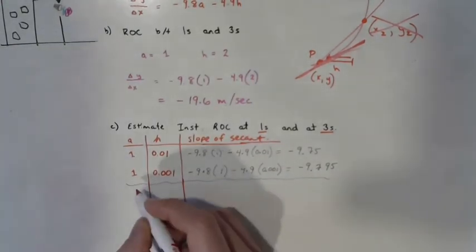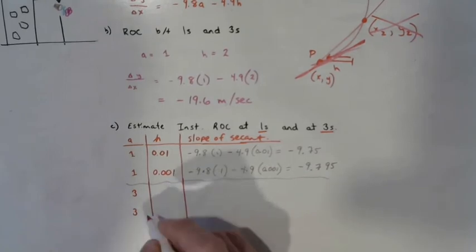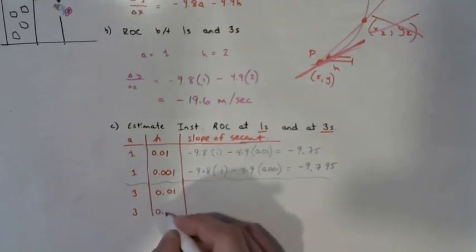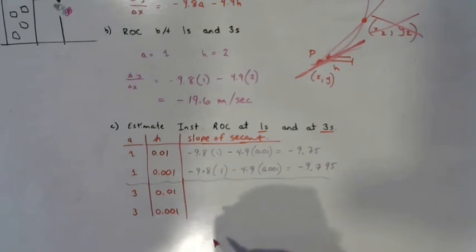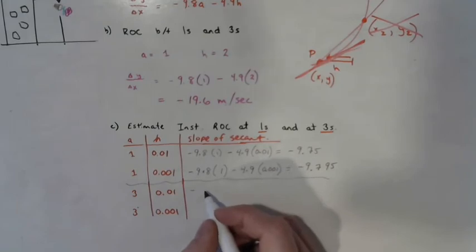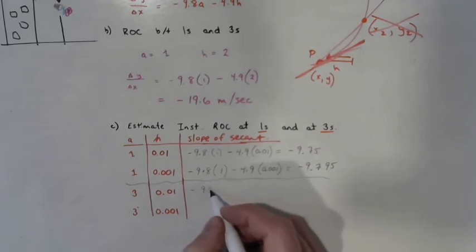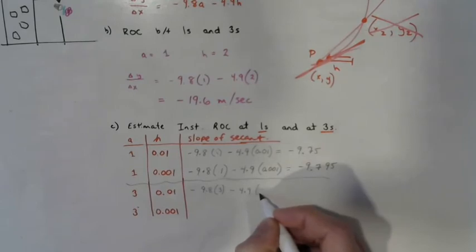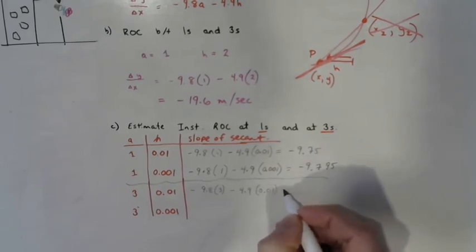Okay, well, let's see. We're going to take 3. We're going to do it twice. We're going to first take a difference of 0.01. Then we're going to take an interval of 0.001. We're going to plug those values into the secant algebraic expression we have for the rate of change of height. That's negative 9.8 times 3 minus 4.9 times 0.01.